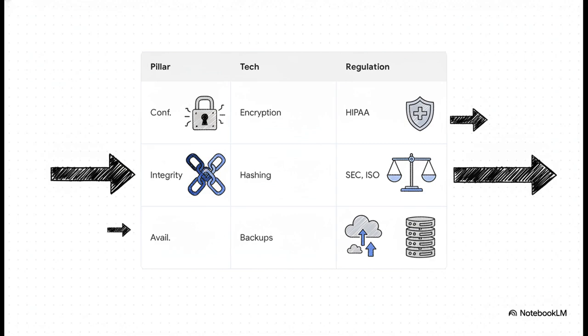In financial services, SEC rules and ISO 27001 standards demand flawless integrity, relying on hashing and unbreakable audit trails. And for information technology, our service level agreements, or SLAs, mandate high availability through backups and RAID. The CIA Triad is literally the foundation for all of these legal frameworks.